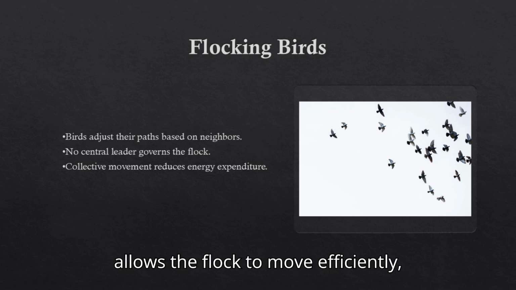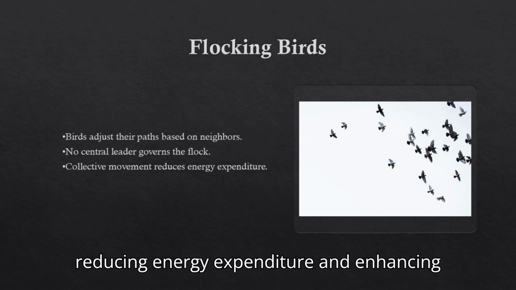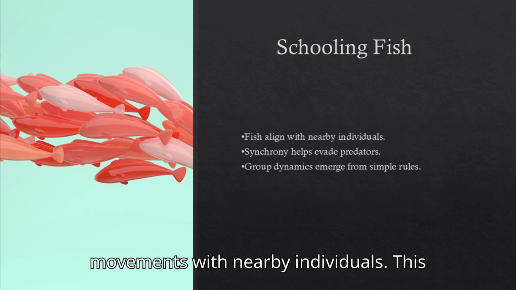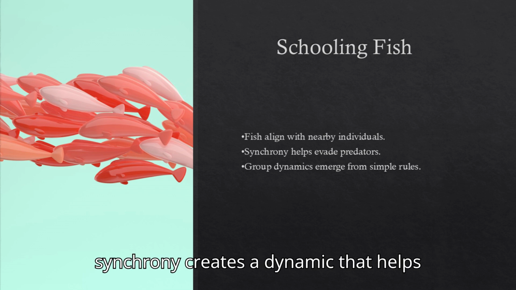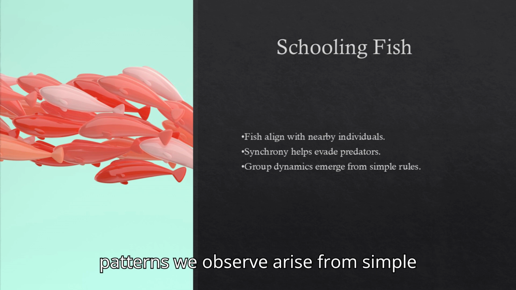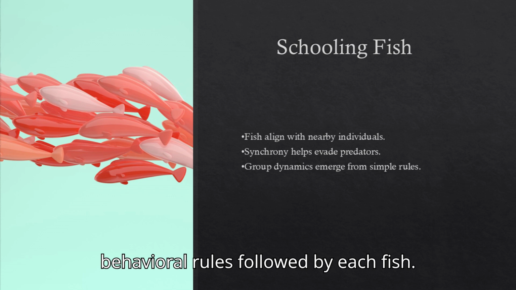This coordination allows the flock to move efficiently, reducing energy expenditure and enhancing protection from predators. Similarly, schooling fish align their movements with nearby individuals. This synchrony creates a dynamic that helps the school evade predators. The complex patterns we observe arise from simple behavioral rules followed by each fish.